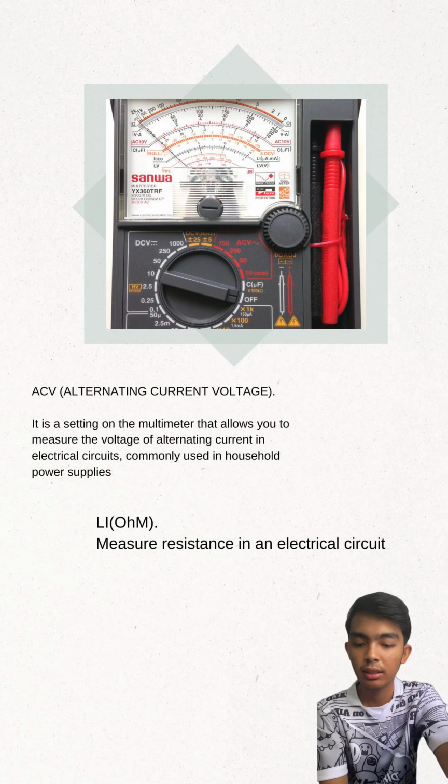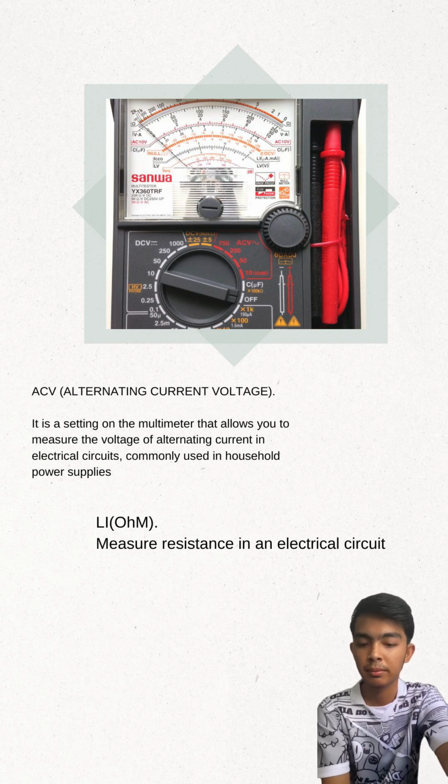ACV, alternating current voltage. It is a setting on the multimeter that allows you to measure the voltage of alternating current in an electrical circuit. Commonly used in household power supply. Ohm: measure resistance in an electrical circuit.